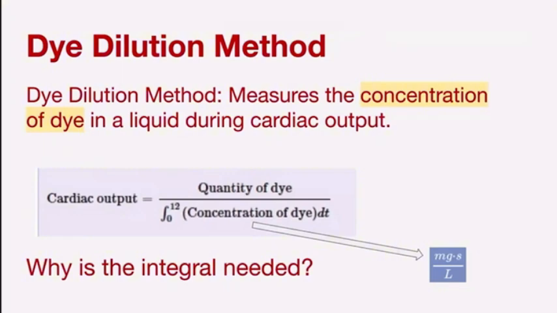So why this helps us is because by putting this under the quantity of dye, which is represented in milligrams or other weight unit, would give us a numeric value that is expressed in liters per second, which tells us the liters of blood that is pumped per second.